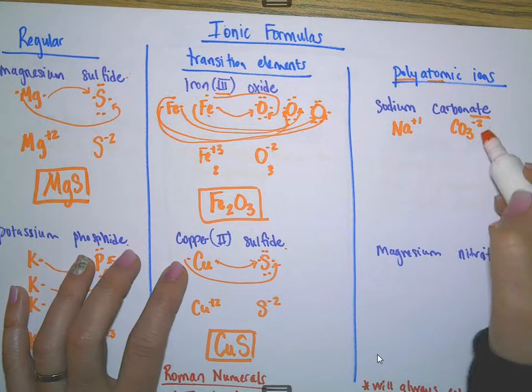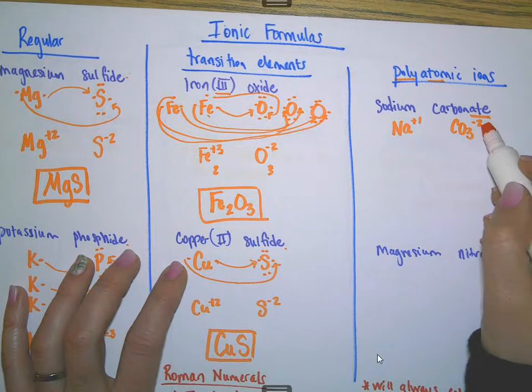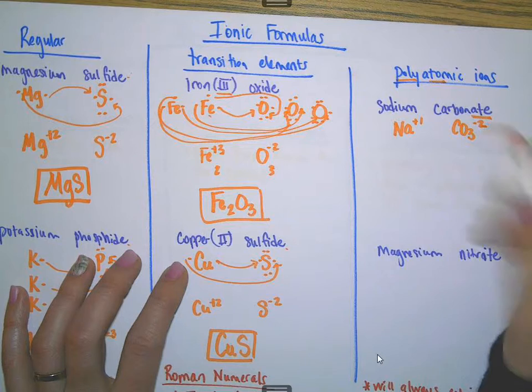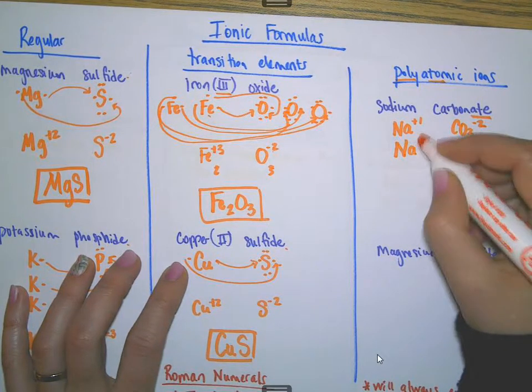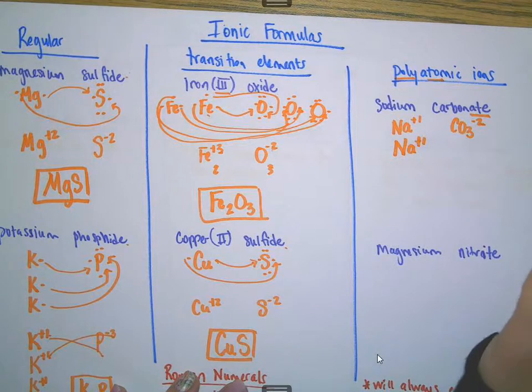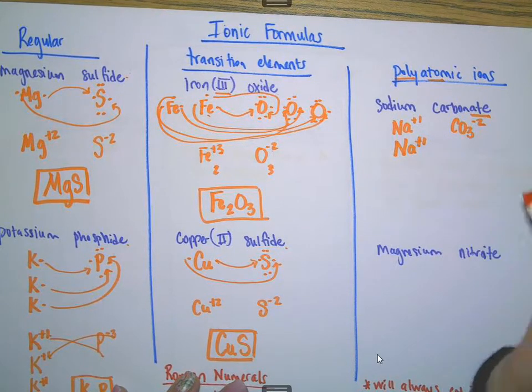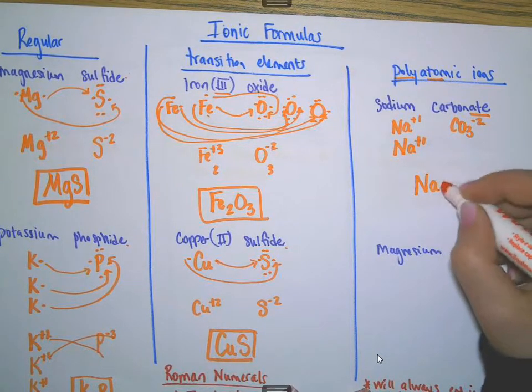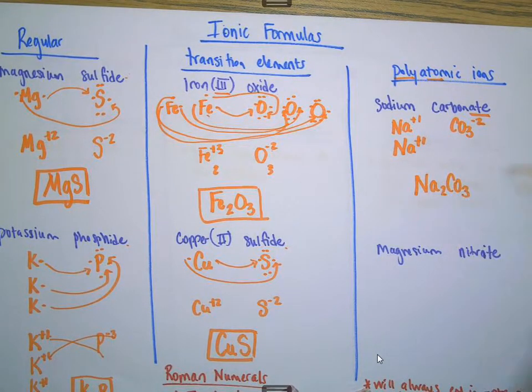What that -2 means is that it needs to gain 2 electrons. Well, every sodium has 1 to give, so the only way to make this work is if I have 2 sodiums. The 2 sodiums will give up electrons. That'll give up a total of 2 electrons. This will take on the 2. So my formula for this is going to be Na2CO3.